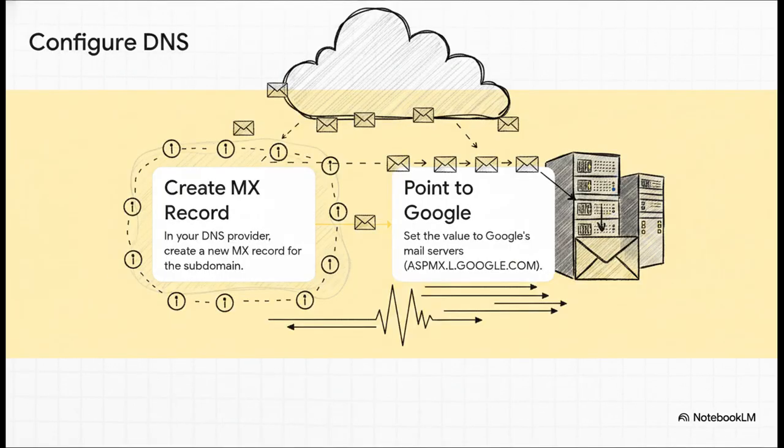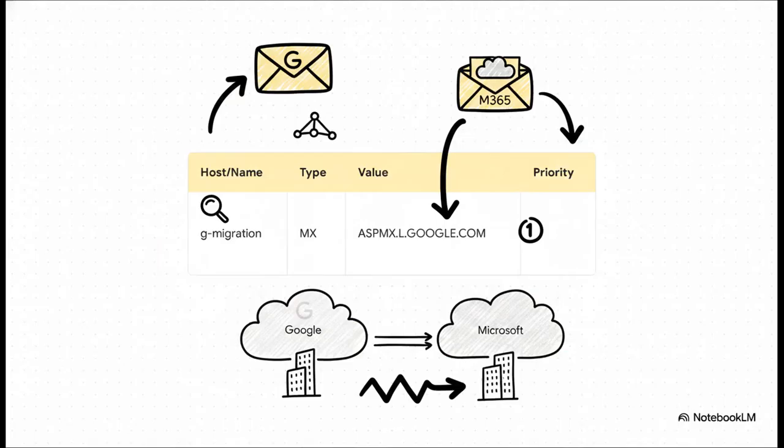So now that we've created the alias domain in Google, we need to tell the rest of the internet that any mail for this new subdomain should still be delivered to Google servers. We do this by adding a specific mail exchanger record, an MX record, in your public DNS. And here's exactly what that DNS record should look like.